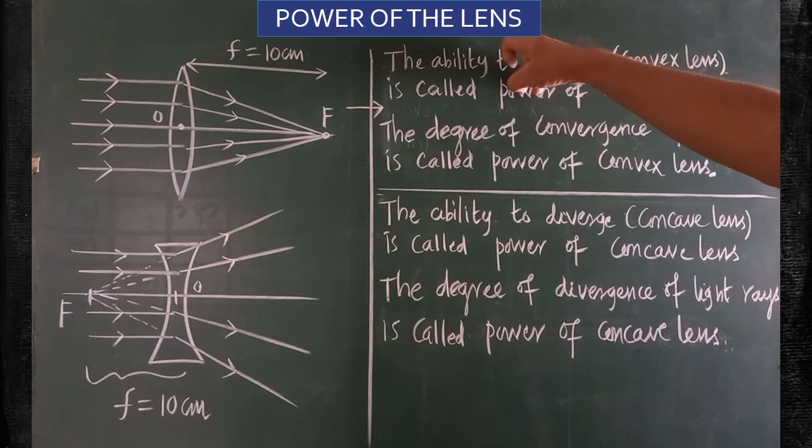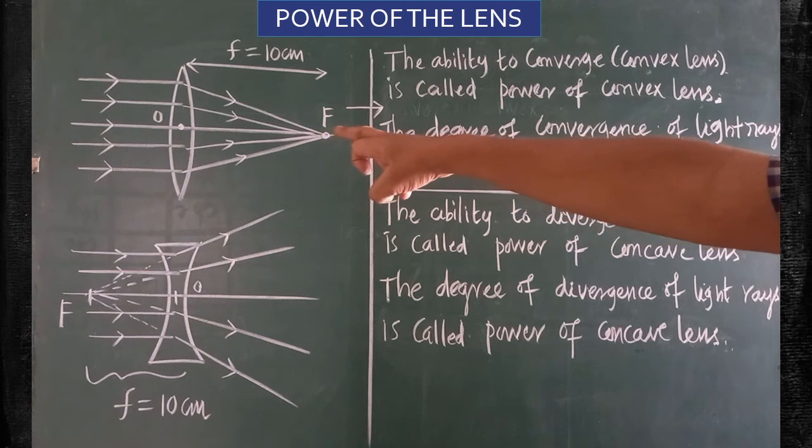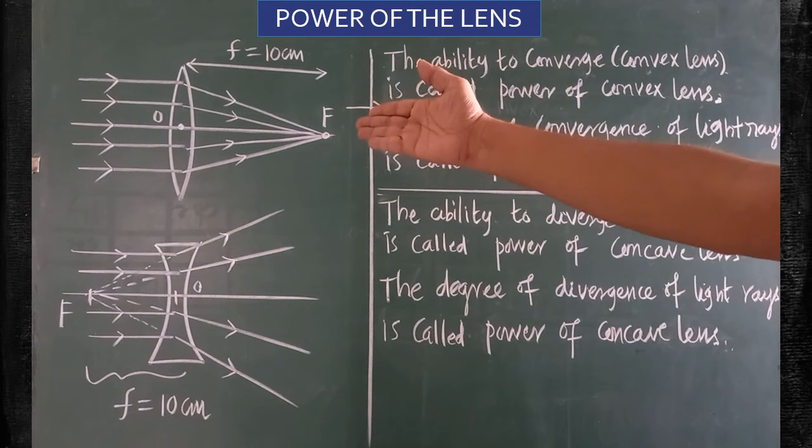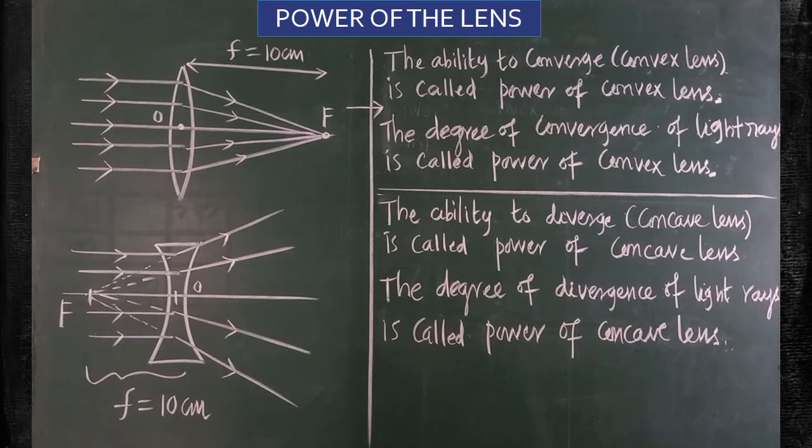That power of the lens depends on the focal length. Are you clear? By using the value of focal length, the power of convex lens as well as power of the concave lens, both can be measured. Are you clear? Now, in the next topic, I am going to teach how the power of the lens can be calculated. Okay.